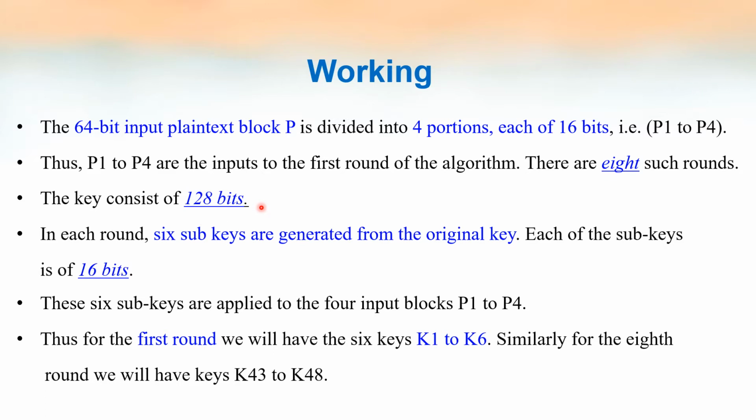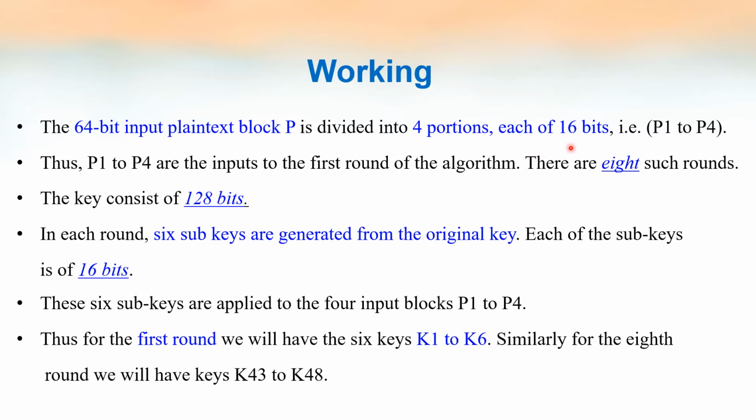Every encryption algorithm has to convert plain text into ciphertext with the help of the key. Here the plain text block size is 64 bits, divided into 4 portions P1, P2, P3, P4, and the key size is 128 bits. In each round, 6 subkeys are generated from the original key. So each round requires 6 keys for the encryption. These 6 keys are generated from the original 128-bit key, and the size of each subkey is 16 bits.